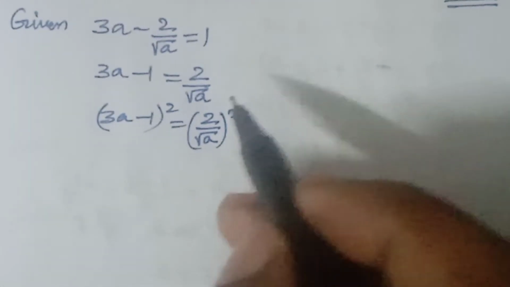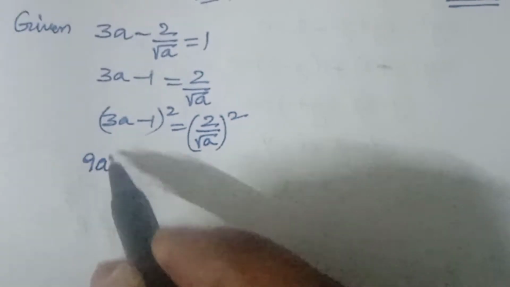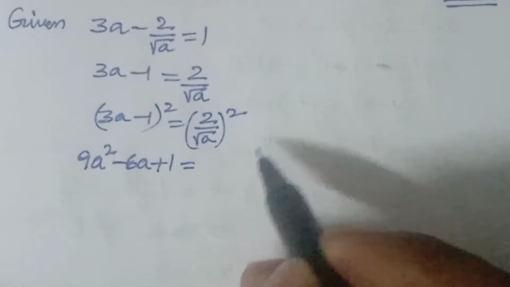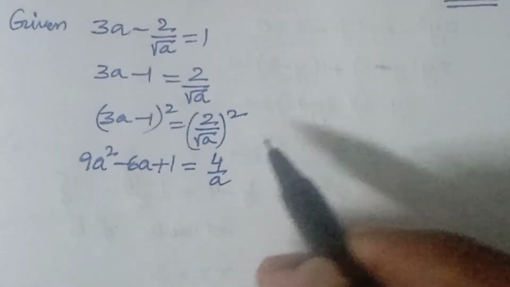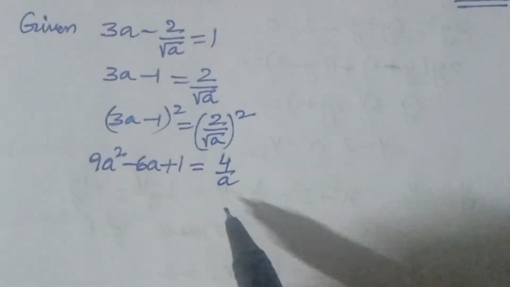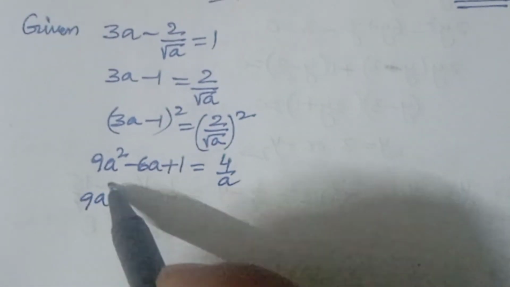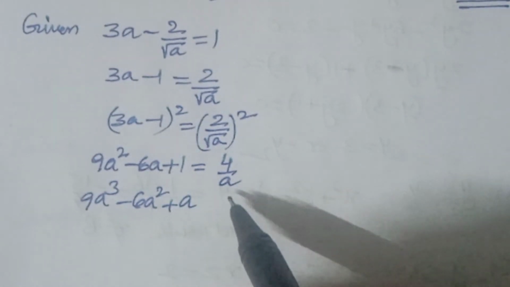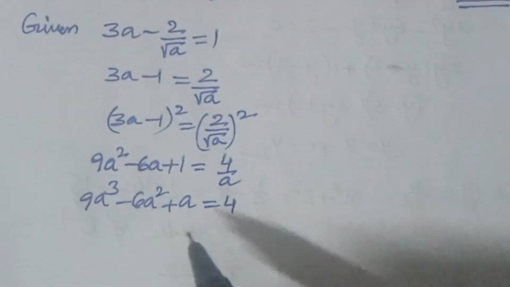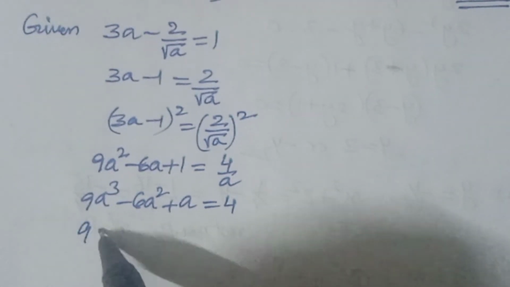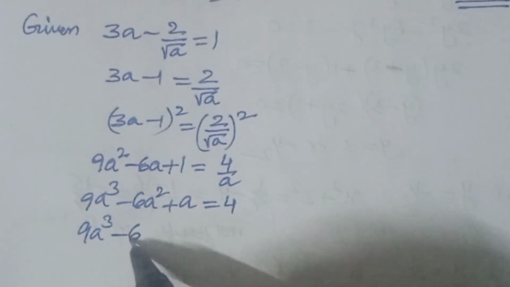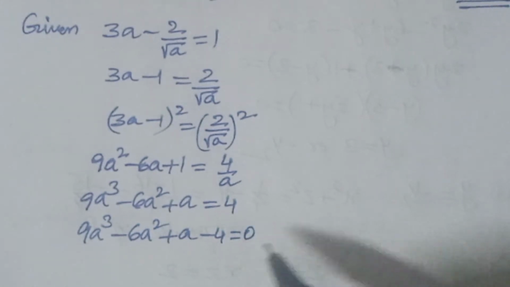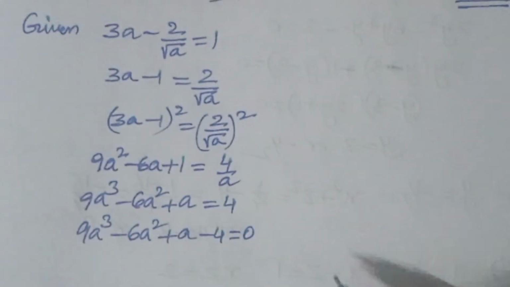Squaring on both sides, here what will we get, 9a square minus 6a plus 1 is equal to 4 by a. So here if you multiply with a, 9a cube minus 6a square plus a is equal to 4. Send 4 to that side, 9a cube minus 6a square plus a minus 4 equal to 0. So this is a cubic equation.